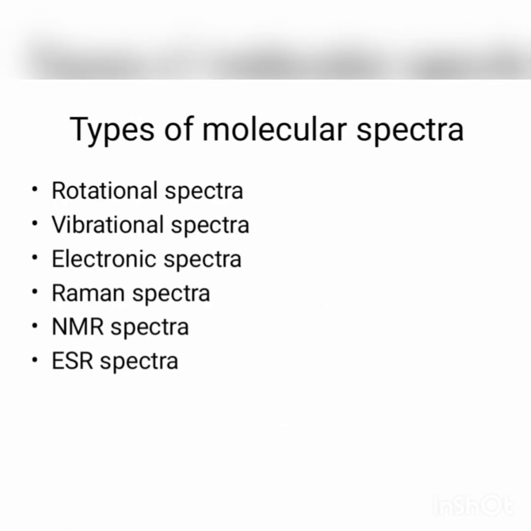These are some molecular spectra we will discuss in the class, like rotational spectra and vibrational spectra. These two, rotational and vibrational, will be discussed in infrared spectroscopy. Electronic spectra is totally based on ultraviolet and visible. NMR spectroscopy, nuclear magnetic resonance, is the study of protons. Raman spectra and ESR spectra are also spectra, but they are not in your syllabus. We will discuss these four: rotational, vibrational, electronic and nuclear magnetic resonance.